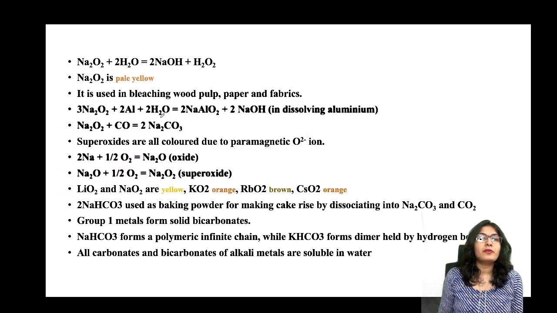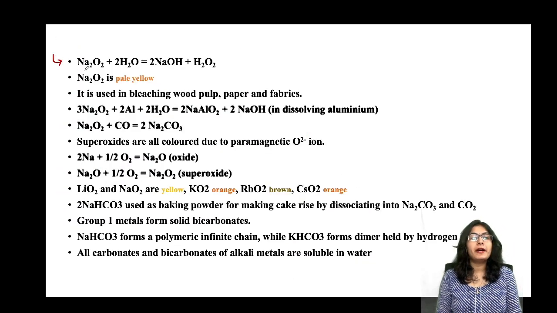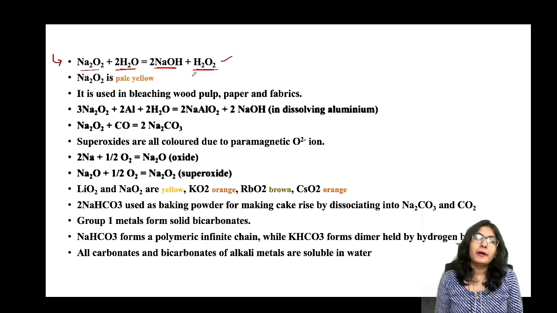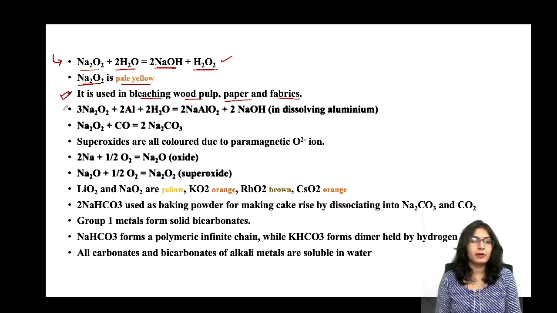Next, we have sodium peroxide. If we dissolve this in water, we are going to get NaOH base plus H2O2. That is our peroxide, hydrogen peroxide. Now, Na2O2 is pale yellow. It is used in bleaching wood pulp, paper, and fabrics. Okay, so this is a very important use. You must remember this at least once. Now, it is also used in metallurgy.